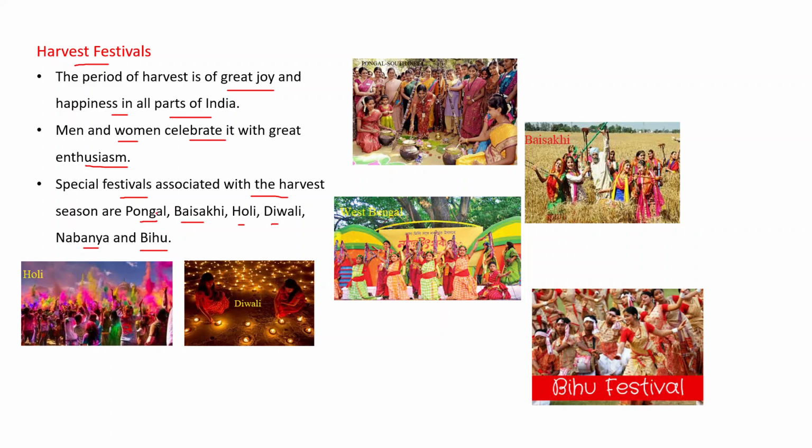This is Pongal. This is one of the most important festivals of South India. Baisakhi is the festival of Punjab. Then we have Holi and Diwali, which are celebrated all over India. Nabanya is the festival of West Bengal. And this is Bihu. Which state is this? This is Assam, or we can say Northeast. You can also find out in which month they are celebrated. Try yourself.